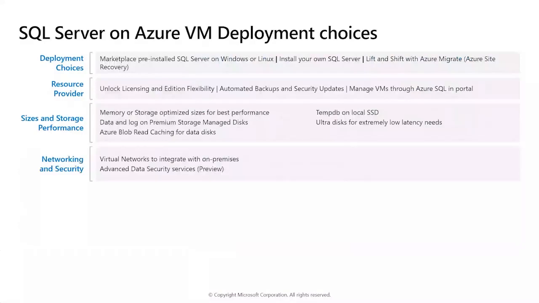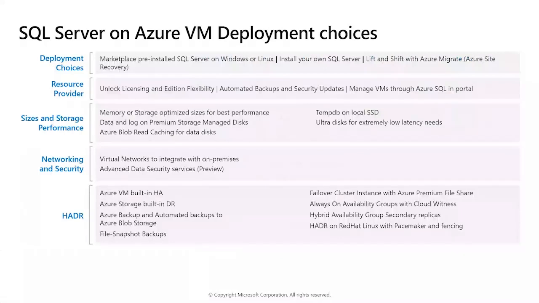In terms of network and security, you can integrate your Azure Virtual Networks with your on-premises network so that your SQL Server databases can actually communicate back on premises with the applications that might still be on premises. You can access advanced data security services in the cloud. And in terms of HADR, which means high availability and disaster recovery, you can configure high availability for your Azure virtual machines using either availability sets or availability zones. You can also use some of the redundancy options to configure disaster recovery for your storage. You can easily make backups of your databases using some of the Azure backup services. And with HADR configured, you can easily fail over when one or more of your databases go down.